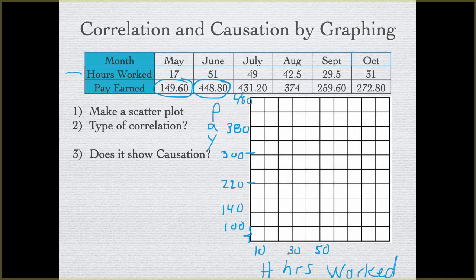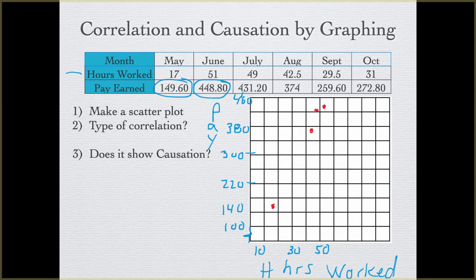Then I'm going to plot my points. 17 goes to 149.60, so a little bit more than halfway across between the 10 and the 20 mark, going up to 149. Again, these are estimates when we do these points. 51 goes up to 448, so it's going way up here, right in this area. 49 goes to 431, so it's also just over. 42.5 is going to 374, so just under the 380 line.